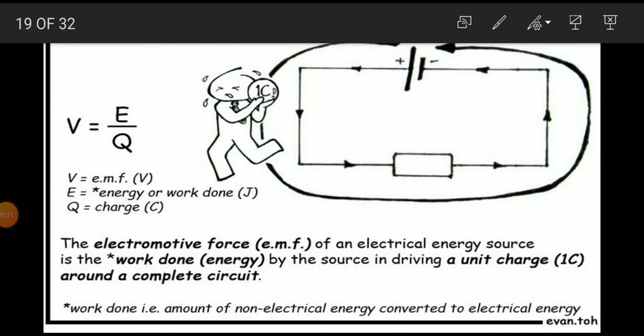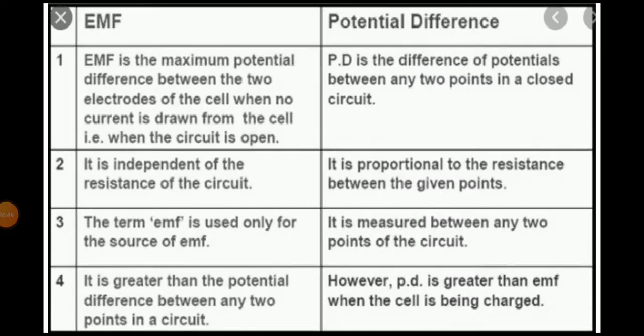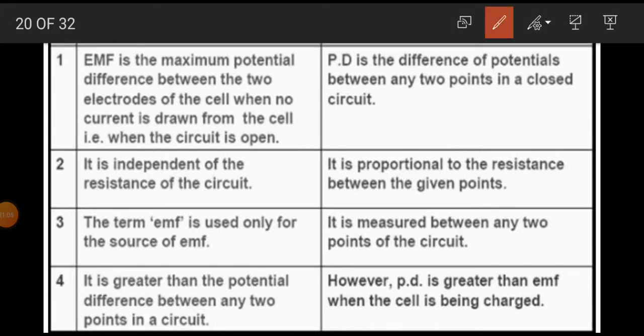Electromotive force of an electrical energy source is the work done by the source in carrying a unit charge around a complete circuit. It is the amount of non-electrical energy converted to electrical energy. This is a different perception, and this is the difference between EMF and potential difference. EMF is the maximum potential difference between the two electrodes of the cell. When no current is flowing, if current is 0, EMF will be present.